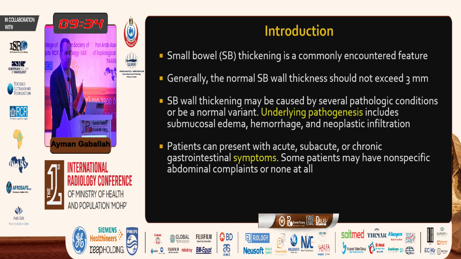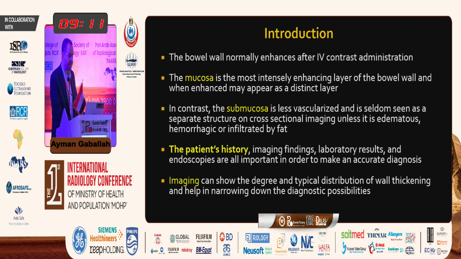Small bowel wall thickening is a very common but non-specific finding. Normally, small bowel wall thickness should not exceed 3 millimeters. If it reaches 3 millimeters and above, this is abnormal. There are many etiologies for small bowel wall thickening. Sometimes it can be a normal variant, but it can also be related to infection, inflammation, or a neoplastic process. All these are causes for small bowel wall thickening.